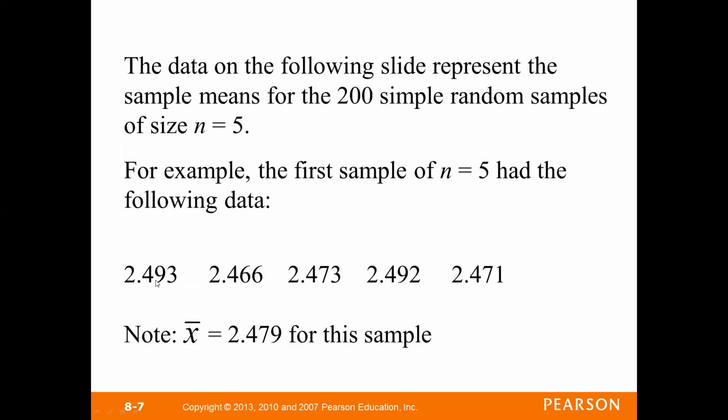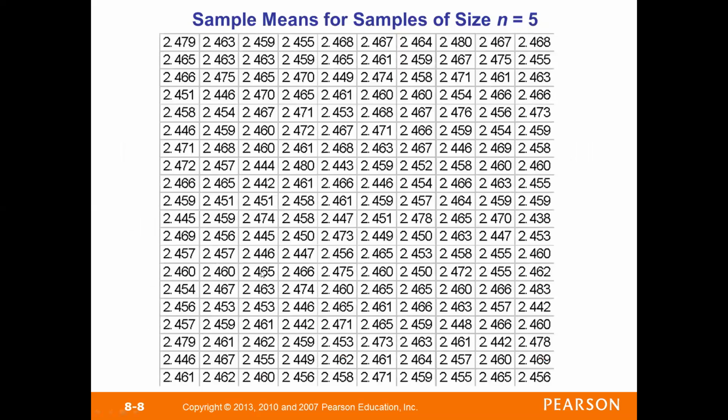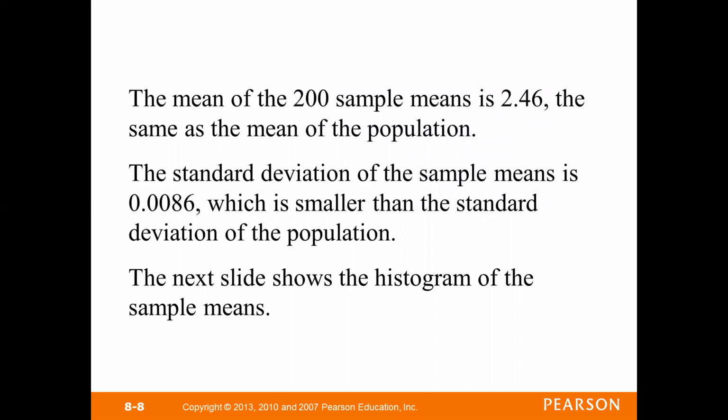So for our first example, let's say we took our 5 coins and they had the following weights. If I calculate the sample average there, that gives me a sample mean of 2.479. Now we'll repeat that process 199 more times, and we'll get this table of values. Each one of these values represents the sample mean we got from taking a sample of size 5. If I take the average of those 200 numbers, we get an average value of 2.46, which is the same as the population mean.